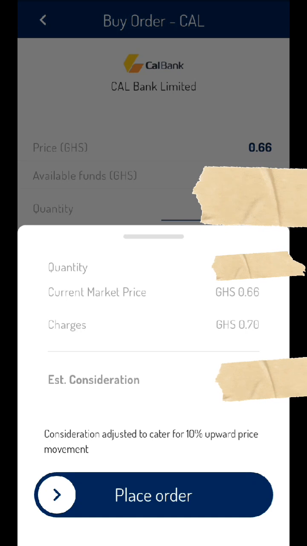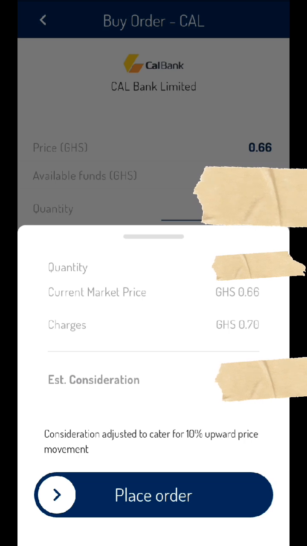When you input the number of shares you want to buy, you see the quantity, the current market price, and then the charges. The charges is the brokerage commission. That's what your broker takes as commission on your transaction. Then the estimated amount will be given. This depends on the quantity you bought and the unit price. It will give you the total amount you must pay for those shares.